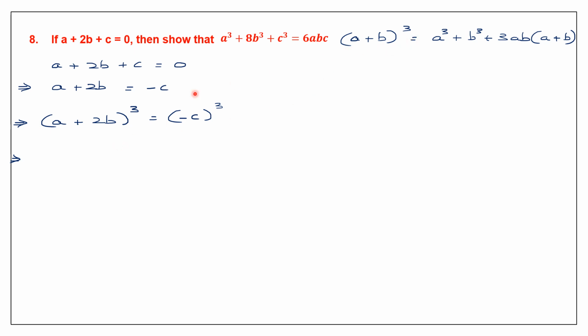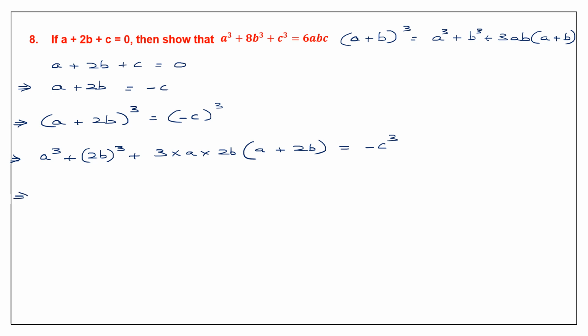So a plus b the whole cube. So a is a itself and b will be 2b. So we're going to apply this here. So a cubed will be a cubed itself plus b cubed will be b is 2b and the whole cube plus 3ab, that is 3 into a into b into a plus b, that is a plus 2b. And all this is equal to minus c the whole cubed. Remember, when you have a negative integer here and your power is an odd number, your answer will still be negative. So it will be minus c cube.